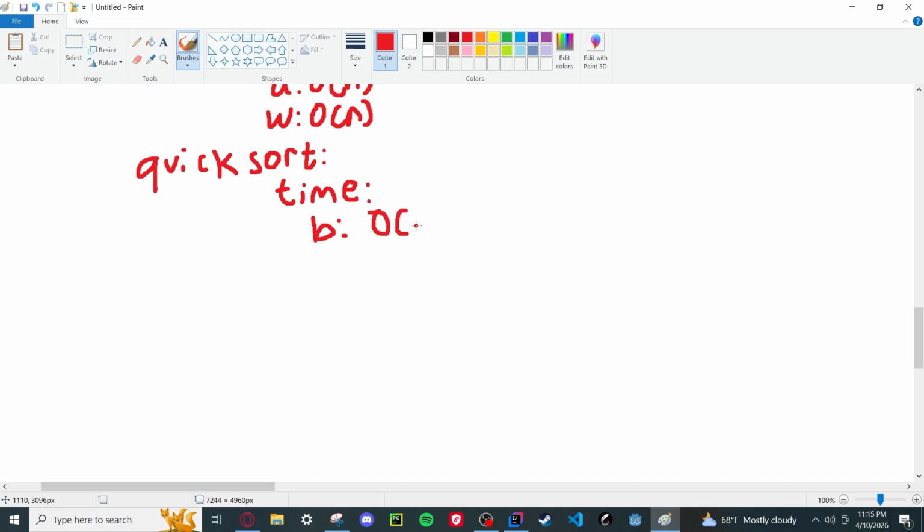It's going to have a best time complexity of n log n. So it's like, okay, you're quick, but you have the same best as merge sort. In fact, its average is also n log n.